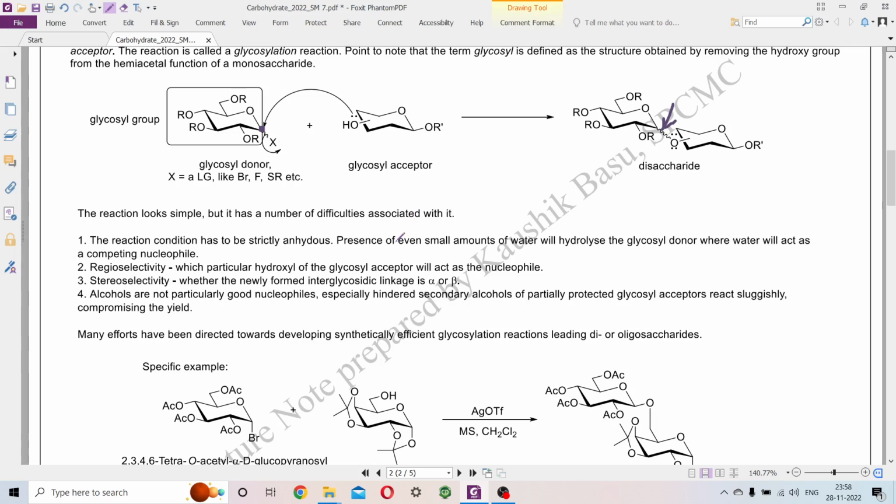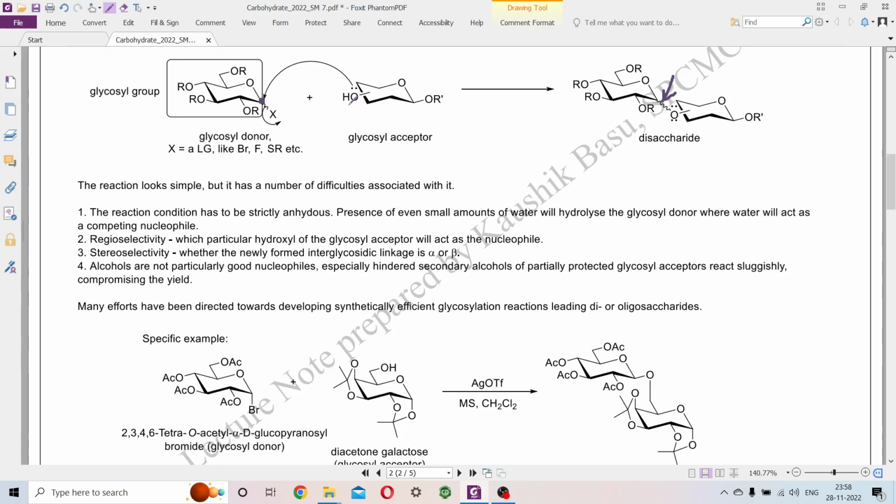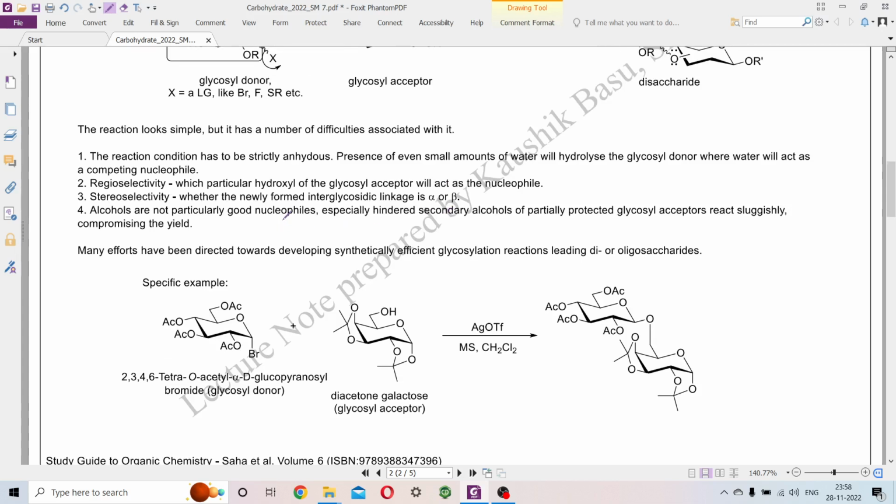In general, alcohols are not particularly good nucleophiles, especially if you have hindered secondary alcohols or partially protected glycosyl acceptors where there are bulky protecting groups present. So they do not react very well, the reaction rate is slow and the yield is not great. Therefore, this apparently simple reaction is associated with a number of difficulties which you need to overcome, and there have been many efforts directed towards developing synthetically efficient glycosylation reactions, which will first lead to disaccharides and then to oligosaccharides.